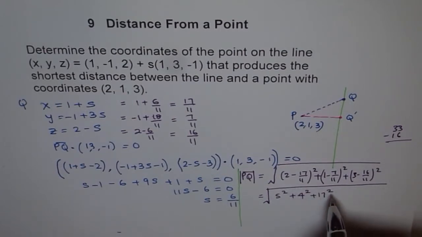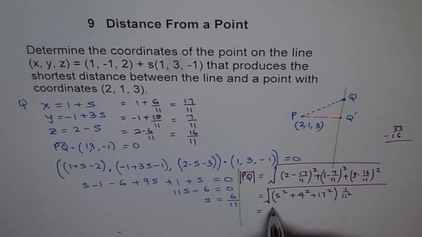So let me write like this, 1 over 11 square. That's not bad, right? So you can figure out what is the answer for this. It will be 1 over 11 times square root of all this. Is that okay? So I don't have a calculator at present, so you can calculate this value. 5 square, 25, plus 16, plus 17 square, and whatever you get, right? So you can calculate this and then write down your answer.